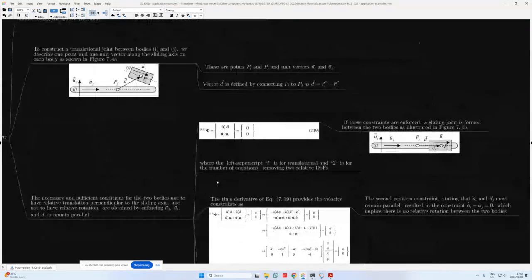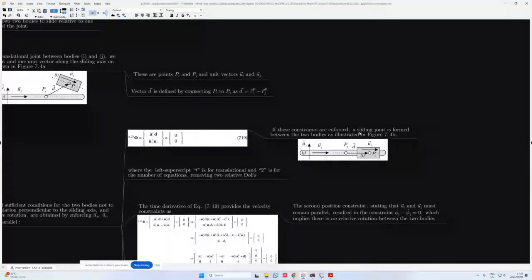And we do this from a vector perspective. So we set up our constraint equations, which means we're working with a translational joint, imposing two constraints on the system. U prime JD, which must be equal to 0, and then UJ prime rotated multiplied by UI must also be equal to 0. And this ensures that all of these vectors remain parallel to one another. If these constraints are then enforced, a sliding joint is formed between the two bodies, and this is illustrated in figure 7.4b. We can see in this case D, UJ, and UI are all parallel to one another.